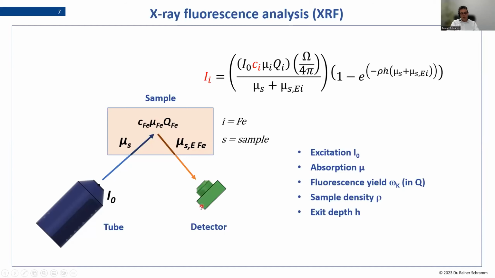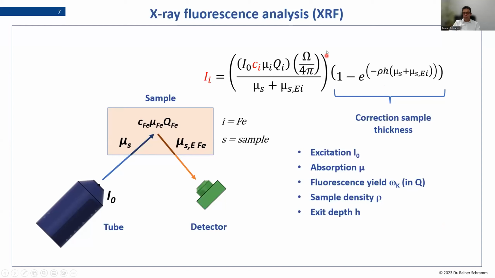Then, of course, you have a detector which will observe your sample, but it can only look at it at a certain angle. And this is this part here. So this is the solid angle. The detector watches your sample, and this means it will see only a part of the fluorescence radiation created, because this is sent out in all directions. But the detector can see only a part, and that is this fraction of the solid angle it can see.